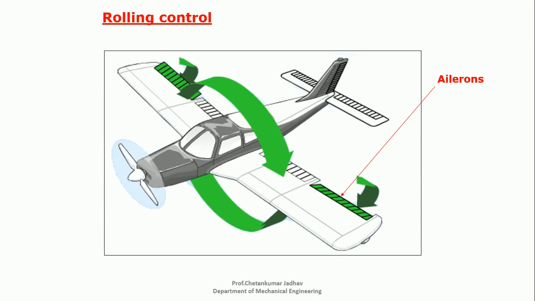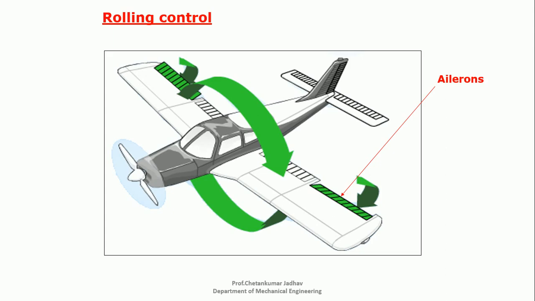Second one is rolling control. From the figure we can see that the side wings of an aircraft are connected by a blade-like structure, which is highlighted by a green color. These blade-like structures are known as flaps.